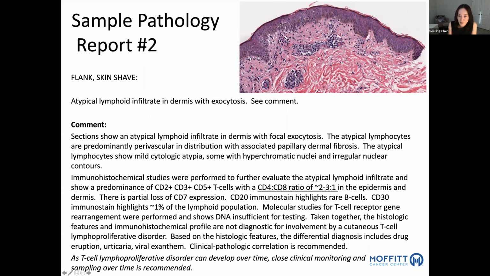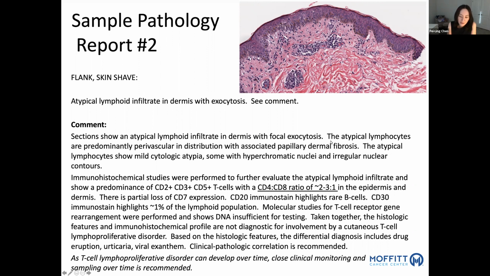In this case, because the lymphoid infiltrate was sparse, there's not as much. So the molecular study for T cell rearrangement shows DNA insufficient for testing. Taken together, I didn't feel a very strong inclination to call this mycosis fungoides or CTCL. I would say the histologic features and immunohistochemical profile are not diagnostic for involvement by a cutaneous T cell lymphoproliferative disorder. And based on the histologic features, I would also give the clinician some non-malignant T cell processes as well.